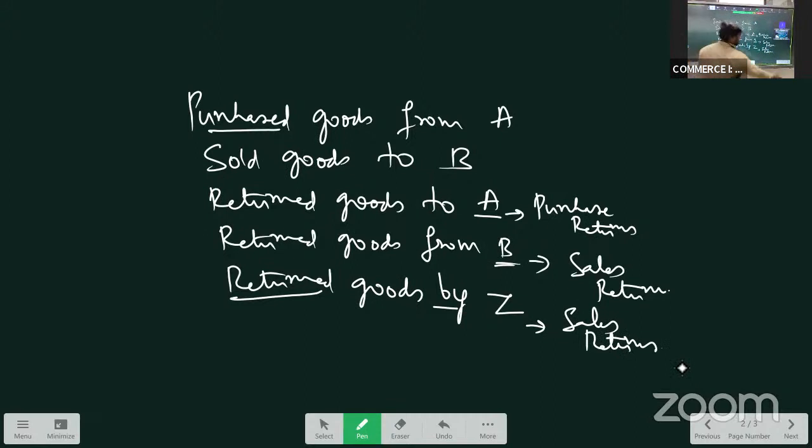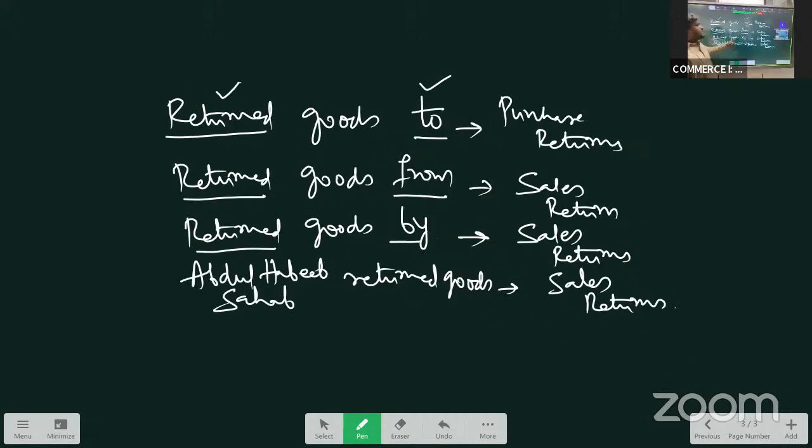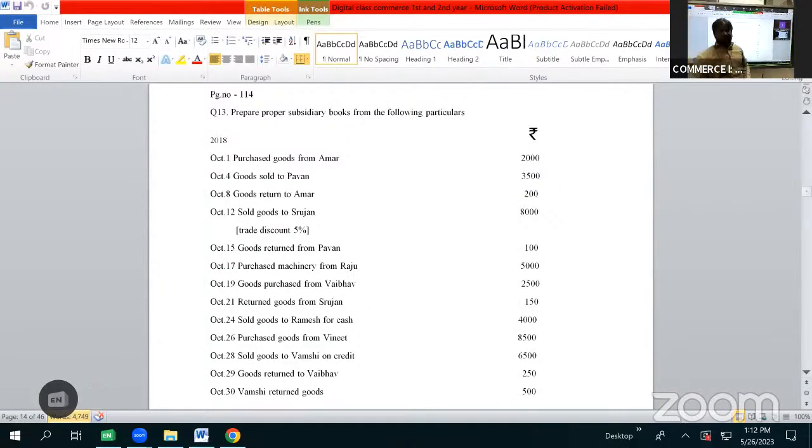So you need to remember these points to identify purchase return or sales return, and these points will also be helpful to you in solving the problem for ledger, just to understand whether it is a transaction related to purchase return or a transaction related to sales return. Now let us continue with the topic. Yesterday we solved till problem number 12. So continuing with the topic subsidiary books.